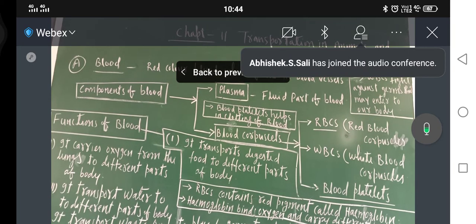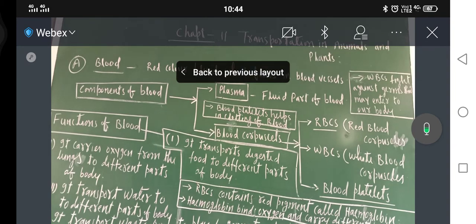Now, how many components of blood are there? There are two components of blood. The first one is the plasma and the second one is the blood corpuscles.